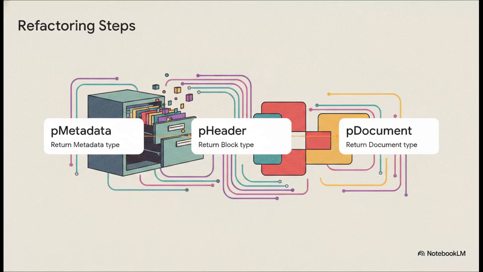So with this beautiful new filing cabinet structure securely in place, the parser code naturally needed to evolve to match. The author mapped out three logical steps. First, update the metadata parser to explicitly return the new metadata type. Second, update the header and paragraph parsers to return the block type. And third, update the main document parser to return that master document type.